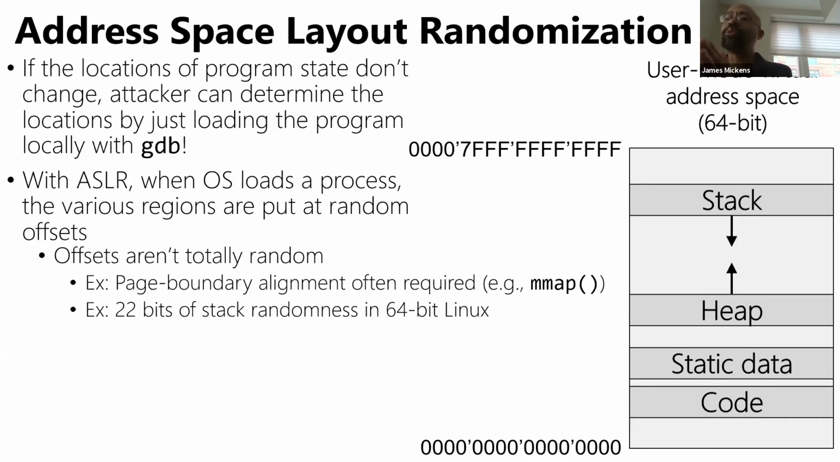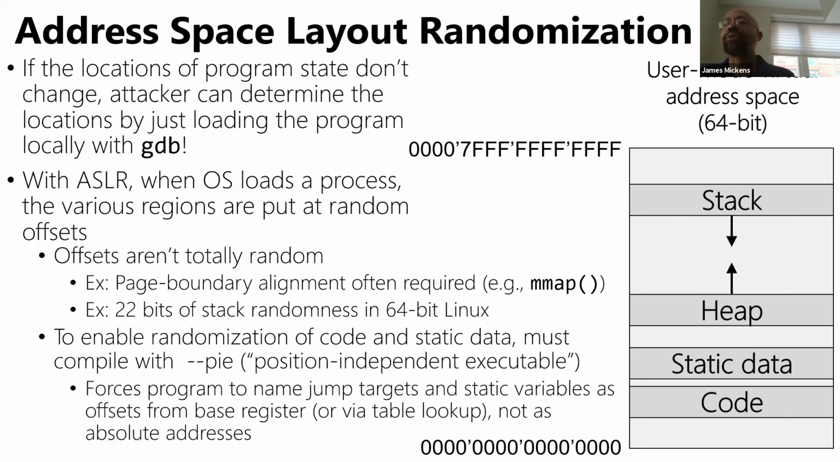That's going to remove the possibility of randomness in some of those low order address bits, because those low order address bits are going to have to be aligned on, let's say, 4K. As a concrete example, on current 64-bit Linux OSs, you get 22 bits of stack randomness, right? In other words, there are 22 bits of uncertainty for where the stack is going to start in a particular process.